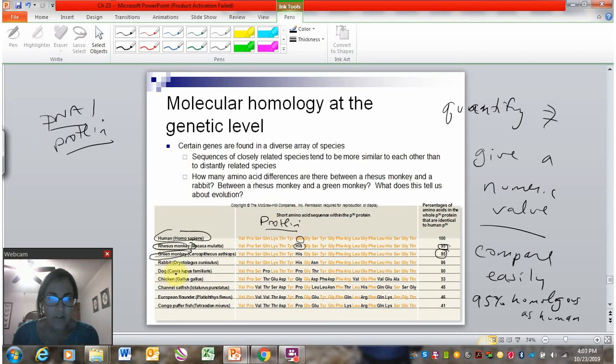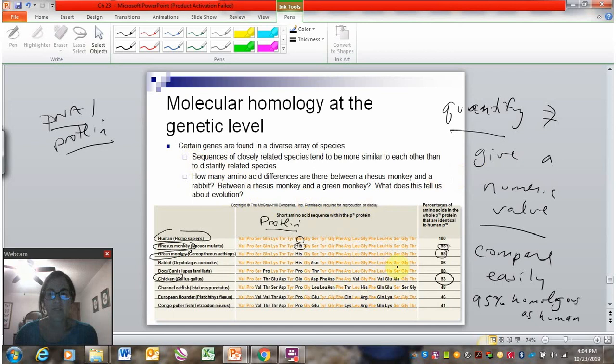But if I go down here and look at the chicken, it's only 53% homologous. So now it's very easy for me to say, well, the monkey is 95% homologous to the human. The chicken is only 53% homologous, so the monkey has more similarity to the human than the chicken. There it is in big hard numbers that anyone, no matter who was looking at those numbers, would interpret the same way.